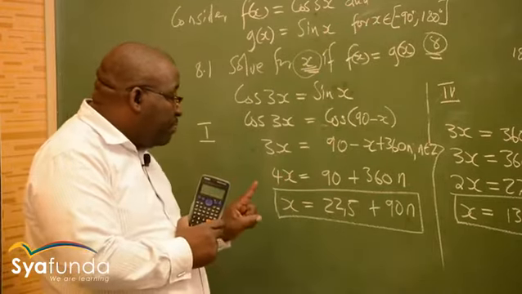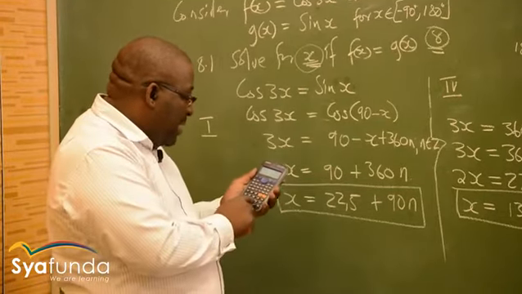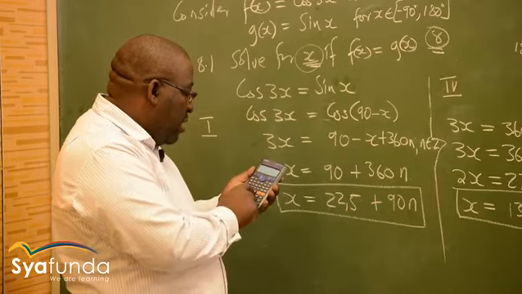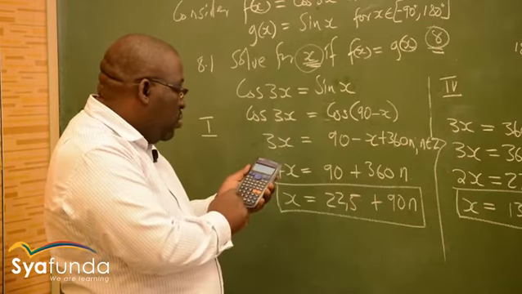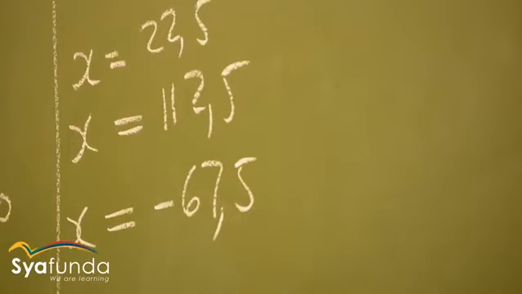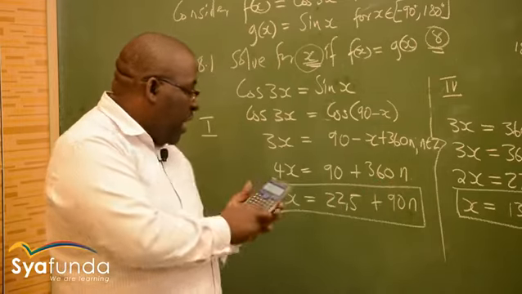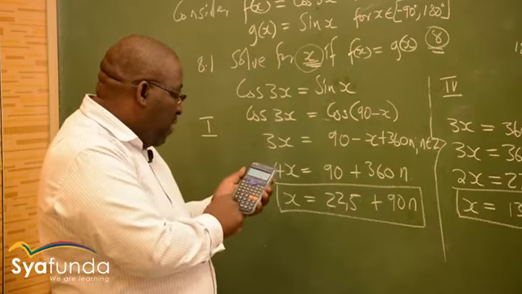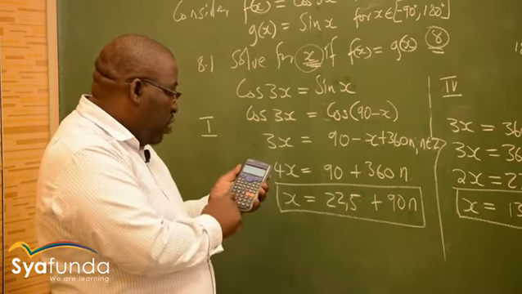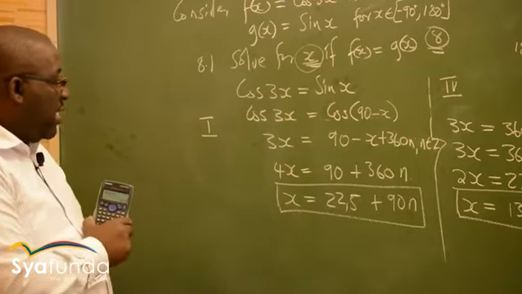If we take minus 1 here, it's minus 90. Let's confirm it. Minus 90 plus 22,5. The solution there is correct. It's minus 67,5. We do have that one. If we take 0, 0 will give us 22,5. What if we take 1 there? 90 plus 22,5 gives us 112,5.